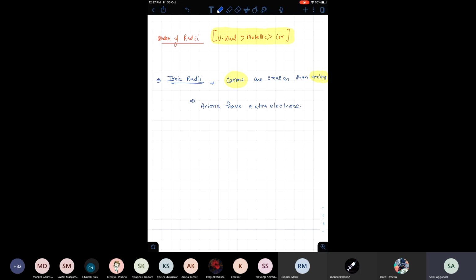Anions have extra electrons. So, due to inter-electronic repulsion in the outermost shell, the electron cloud expands.